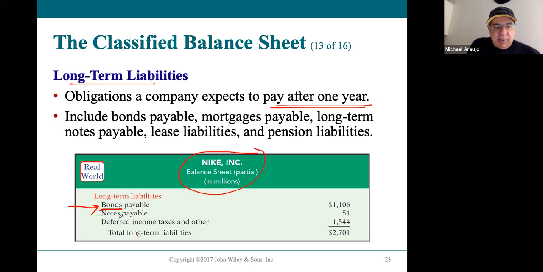As you see here, there's a notes payable on Nike's balance sheet that's long-term, which means it's due after a year from whatever date is on their balance sheet here. Okay.